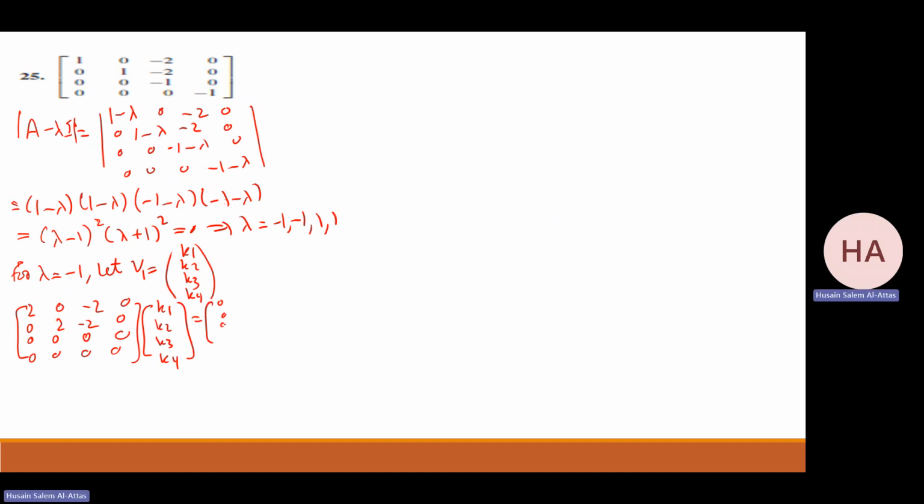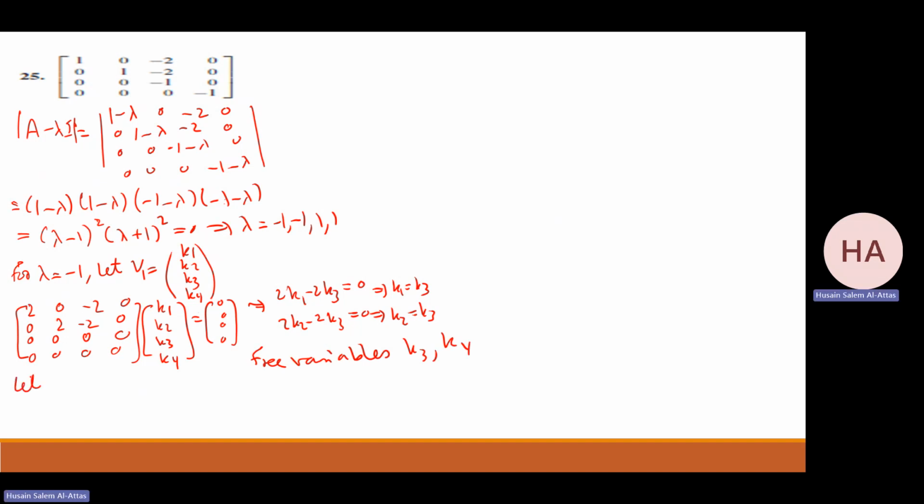Equal 0, 0, 0, 0. So what I'm getting, 2K1 minus 2K3 equals 0, and K2 minus 2K2 minus 2K3 equals 0. So I have K1 equal K3 and K2 equal K3. Is there any restriction in K4? No. So what are the free variables? There will be K3 and K4.